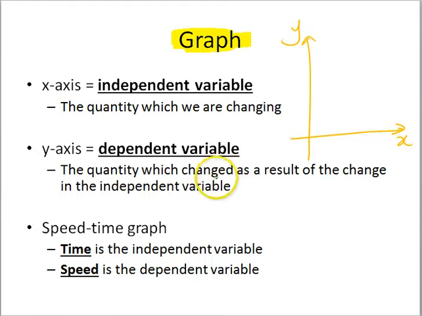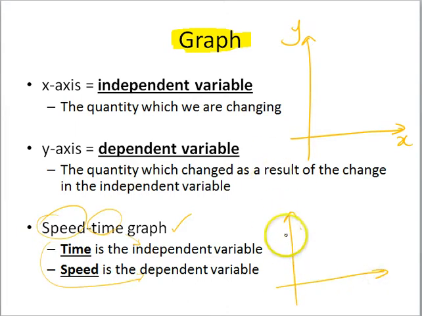Now that you know this, we talk about the speed-time graph. This is one of the graphs that we're going to look at. For a speed-time graph, the second part of the name is the independent variable. The first part of the name is the dependent variable. So we can imagine the graph will look like this. We have two axes. The y-axis will be speed. The x-axis will be time. Alright, so this is your speed-time graph.